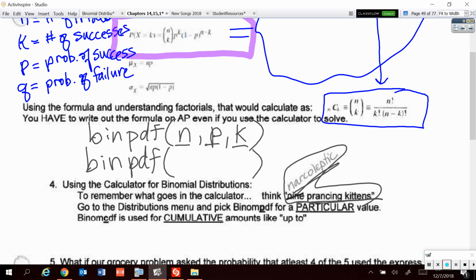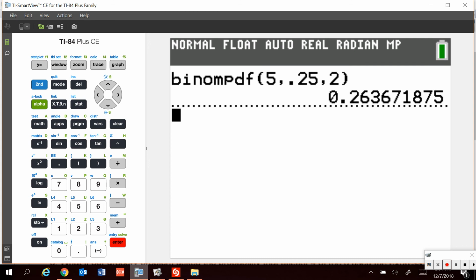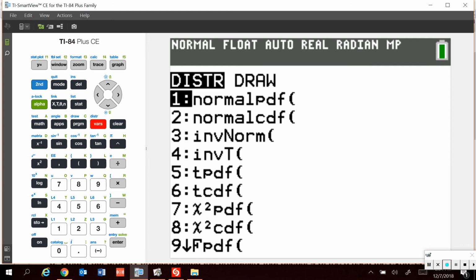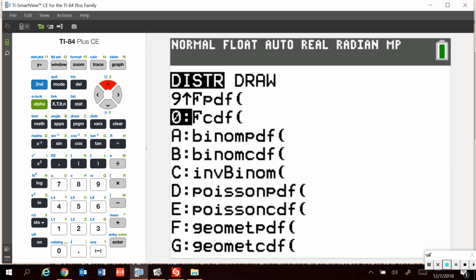So we're about to put into our calculator 5 trials, 0.25 is the success, and I want 2 of those. So calculator, here we come. Where do you think binomial PDF is going to be found? Second vars, because it's a type of distribution. Second vars. I'm going to go up because it'll be faster to get to binomial PDF because it's an exact particular amount of successes. Later we'll talk about accumulation.